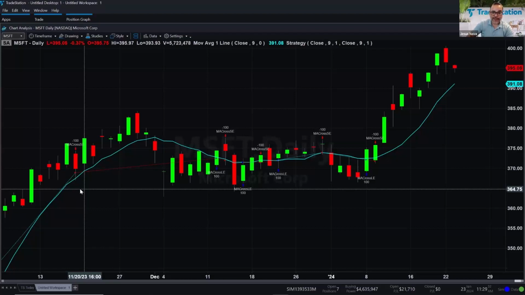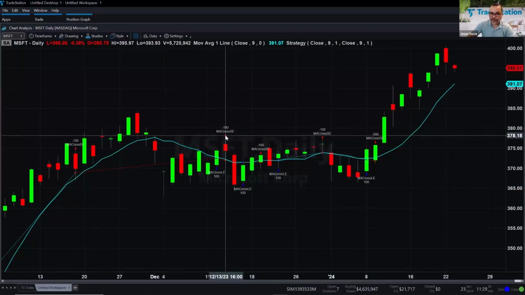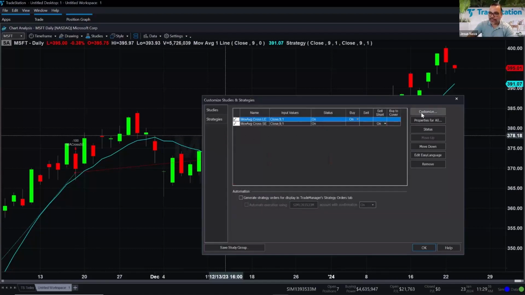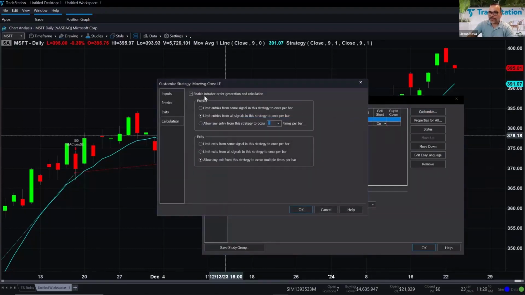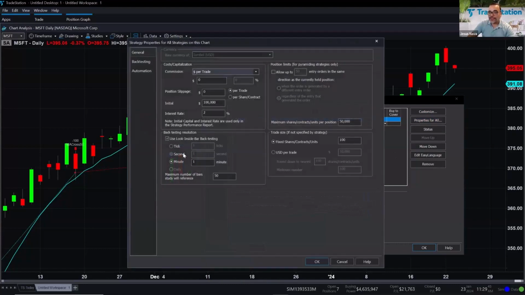Where did we see that? Again, you format the strategy. In this case, you can just double click on any of those signals. You go to the Customize button, and then you turn that on here, Enable Intrabar Order Generation. The first step. Then you have to go to the Properties for All and provide the chart with Look Inside Bar Backtesting so that it has more resolution and it has more data.